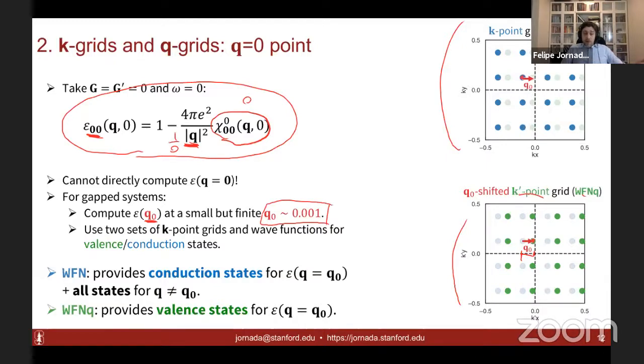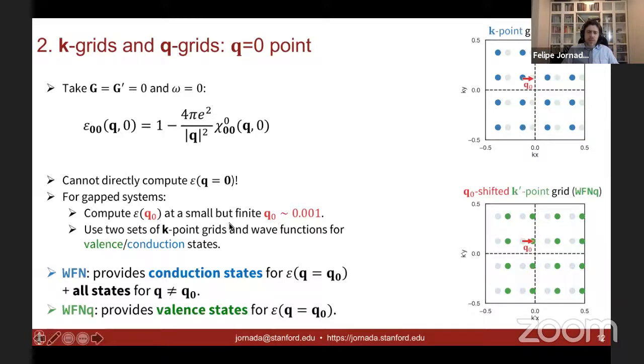The way that we tell the code which grids to use for these two calculations is to specify two different input files. So the code has one input file called WFN. That is the one that we use for all the conduction states. And we have another file called WFNQ, which includes all the k-points associated with valence states.